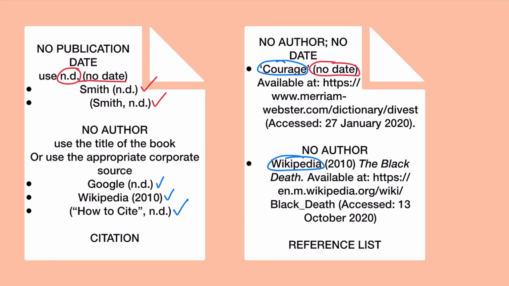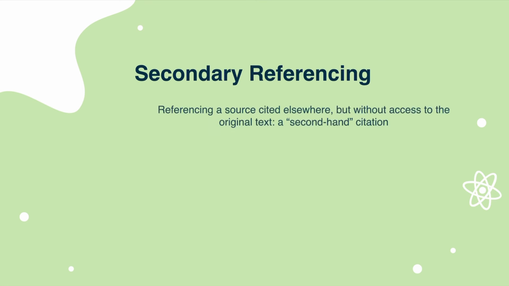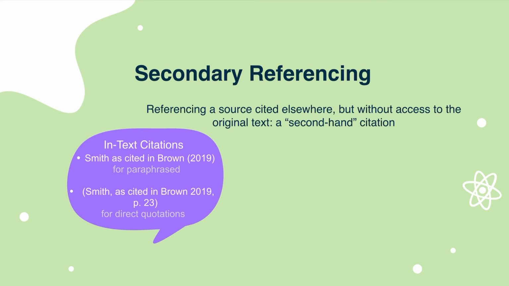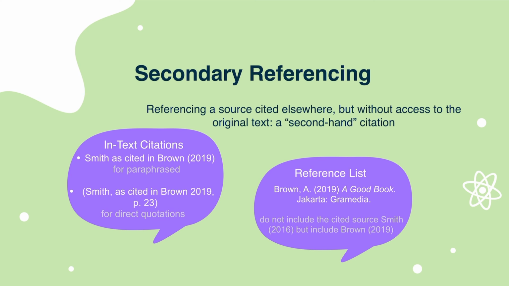Is that all? Well, we still have one more thing, so just bear with me. It's called secondary referencing. It is used when you're referencing a source cited elsewhere, but without access to the original text. You could probably say it's like a second-hand citation. For secondary referencing, the in-text citations are written in these formats, using the words as cited in. For the reference list, you have to put the one citing the information, not the one cited. In this example, Smith is cited by Brown. Therefore, in the reference list, you have to put Brown's full bibliography instead of Smith's.